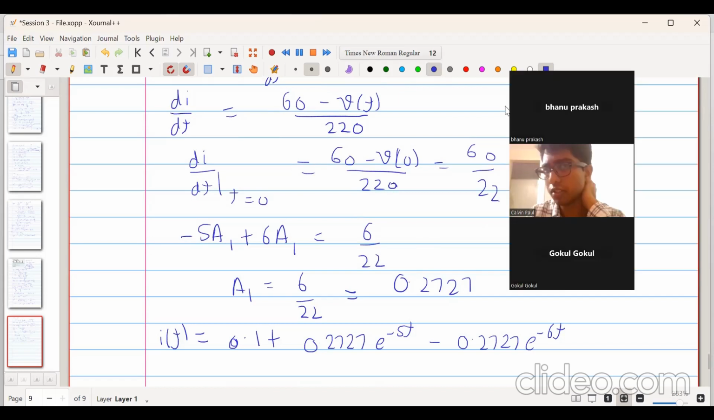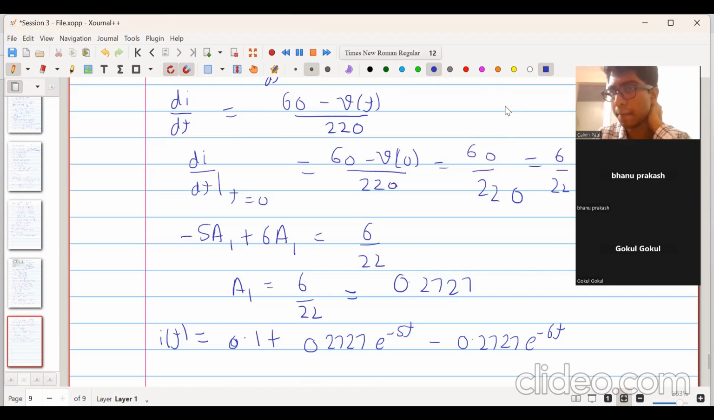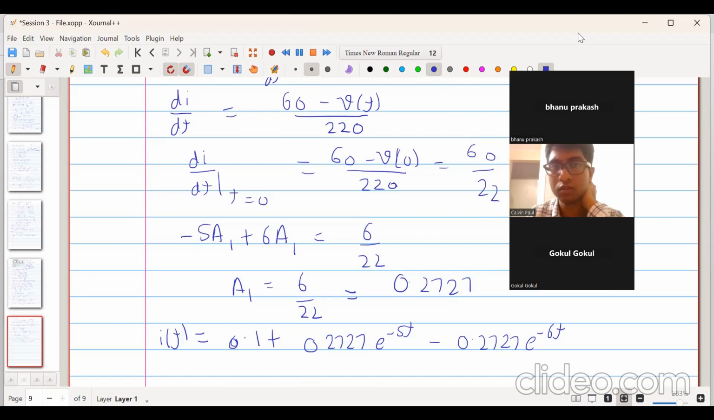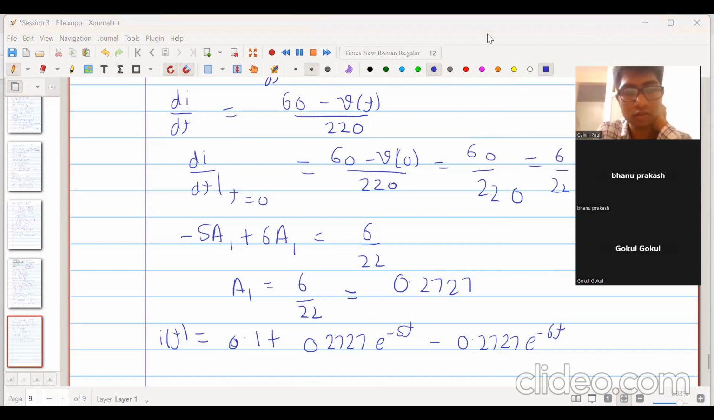So Gokul, you are from which college? From Andhra, right? Annai Engineering College, Chennai. Oh, from Chennai. Okay, okay. And Banu Prakash? Central University of Karnataka. Okay, okay. Yeah. Okay, so someone else just joined.